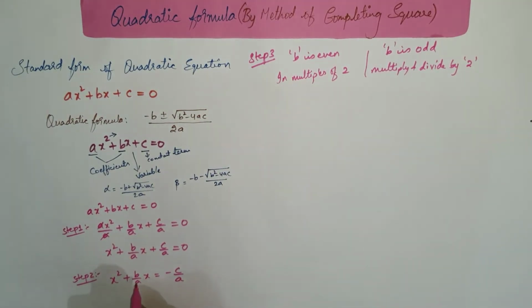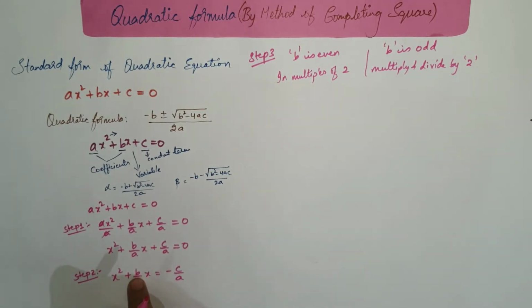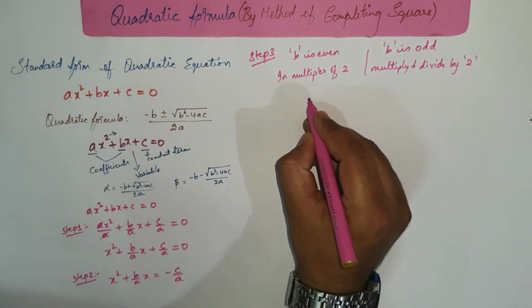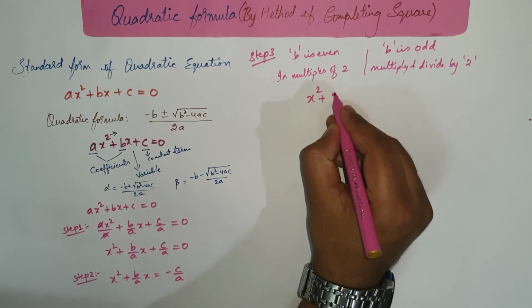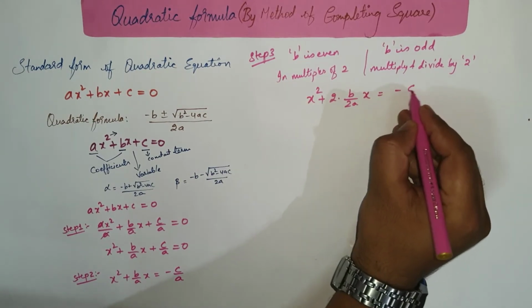For example, if the value of b is 6, it is an even number, so you can write 2 into 3. If it is 7, that is odd, so you need to multiply and divide by 2: 2 into 7 by 2. As b is a variable over here, we need to multiply and divide by 2. So this equation can be written as x square plus 2 into b by 2a into x equal to minus c by a.